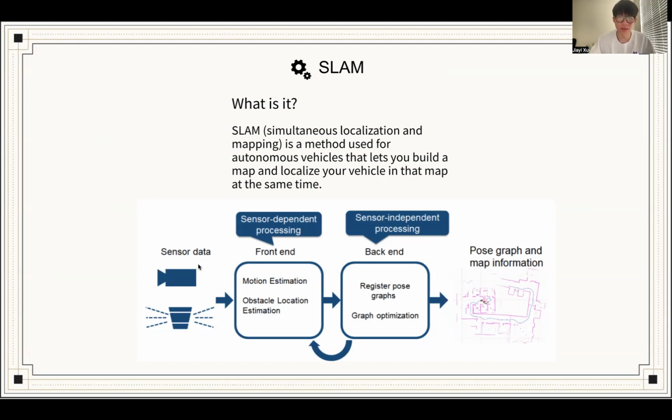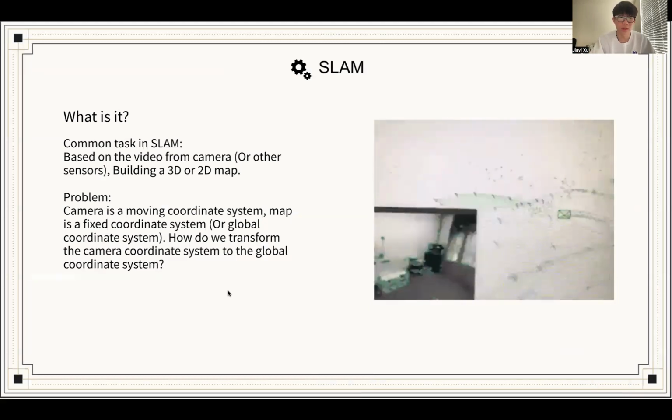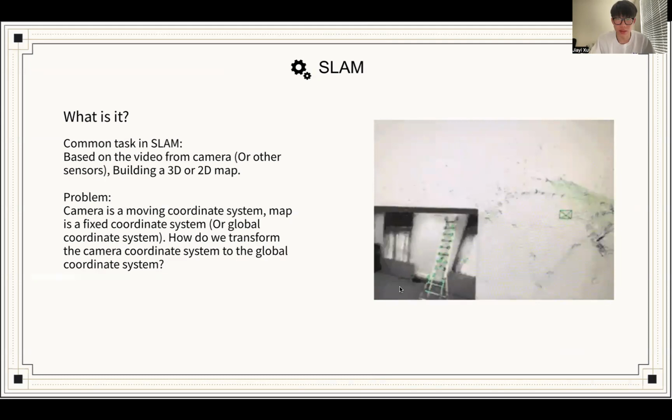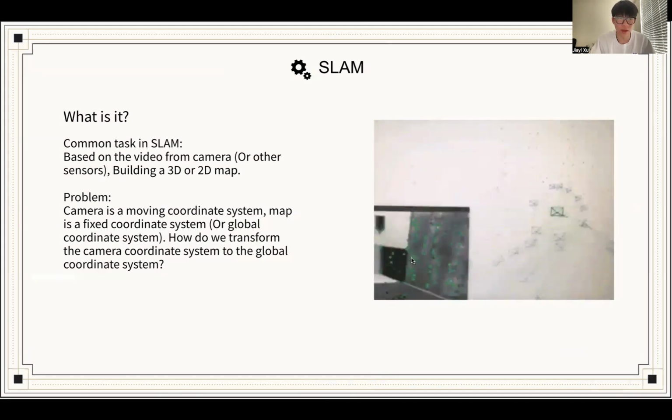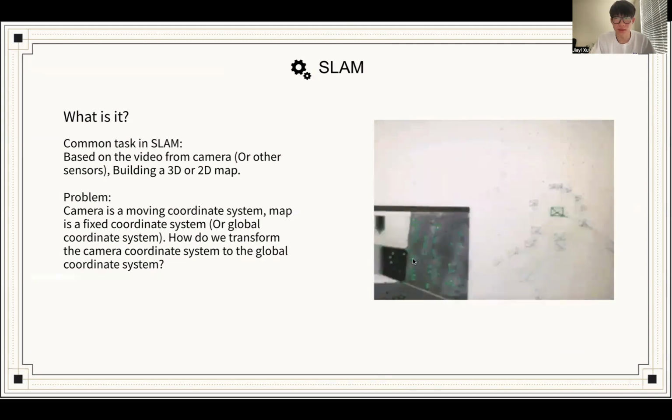So we have sensor data. Since we're talking about computer vision, our sensor data should be the data of our images, and with the images, we want to graph map information or draw a 3D model map. The common task here is, based on the video from a camera, as we can see, this is the video of a camera, and we want to build a 3D or 2D map. Building a 2D map is kind of simple.